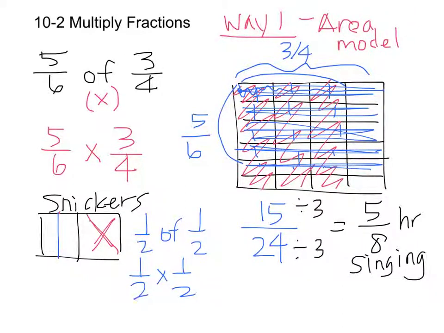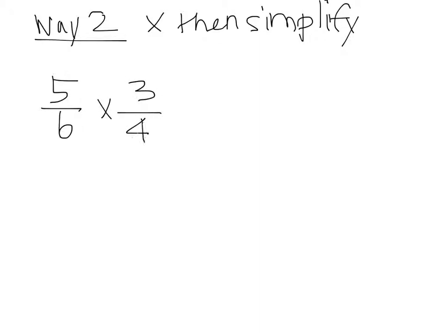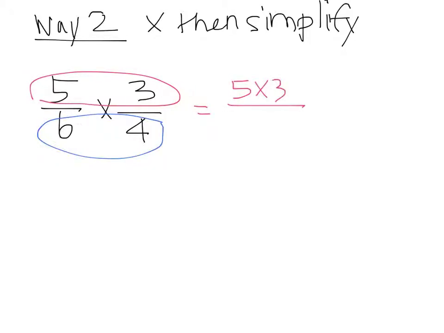All right, so let's look at way 2. We touched on this a little bit yesterday, okay? And this is just multiply, then simplify. A lot of you guys yesterday were asking, can I do this for my problems? And I said, well, you have to understand the area models first, then you can do this method. So same problem, right? 5/6 times 3/4. All you have to do is multiply the numerators together. So that is 5 times 3. Then I multiply the denominators together. 6 times 4 across, okay?